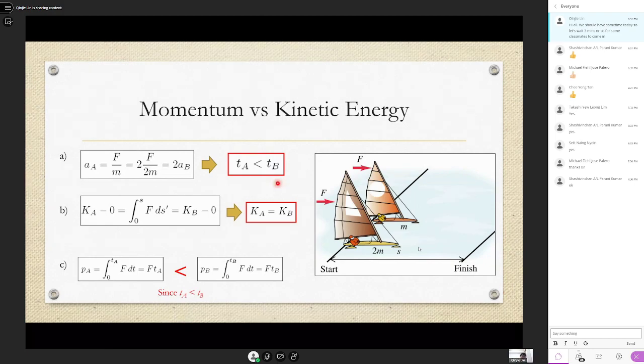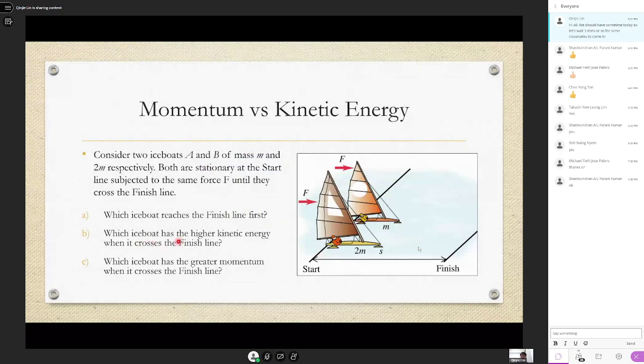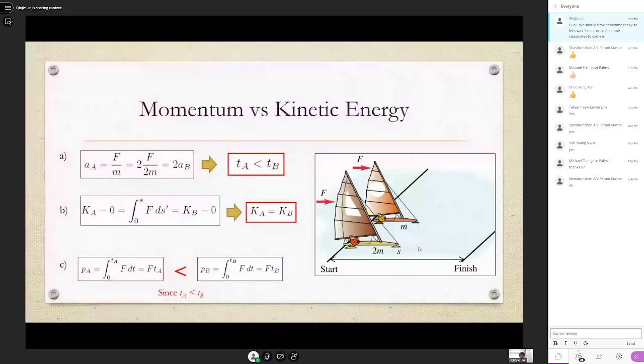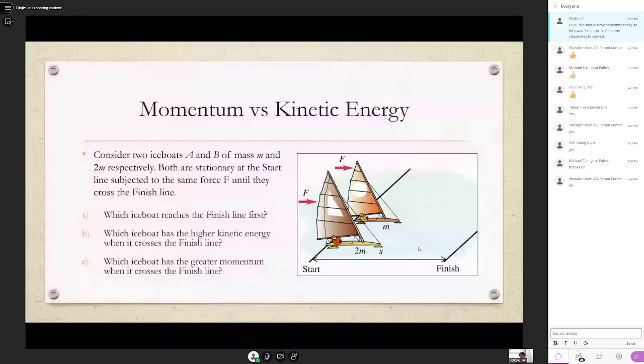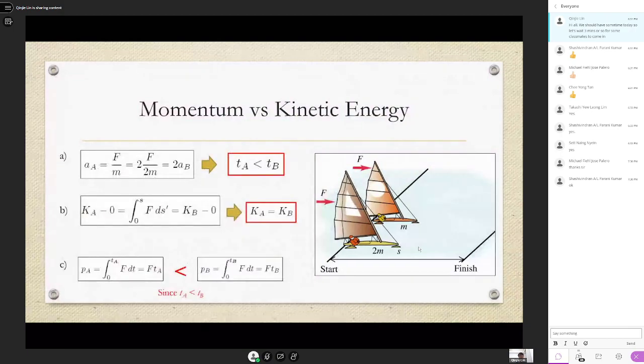Okay, so part A, you have gotten the answer. Then for part B, they ask you which ice boat has the higher kinetic energy when it crosses the finish line. We're talking about kinetic energy here. So how do we solve this question? Which ice boat has higher kinetic energy?